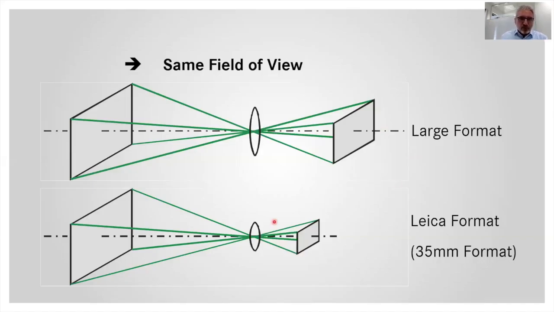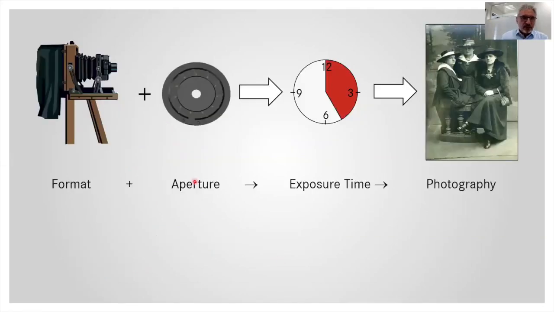And so with a smaller format like 35 millimeter exposed here, you have a shorter focal length. And with a shorter focal length, you have a larger depth of focus with the same F number, yes? So let's go through again here. This was explained already. The aperture is small to have the depth of focus.